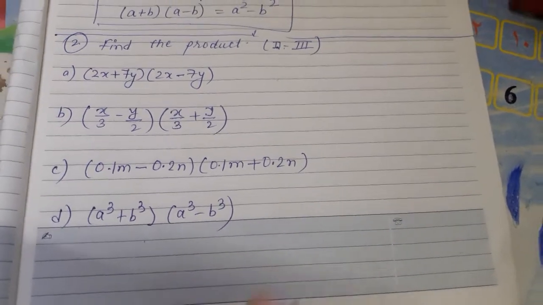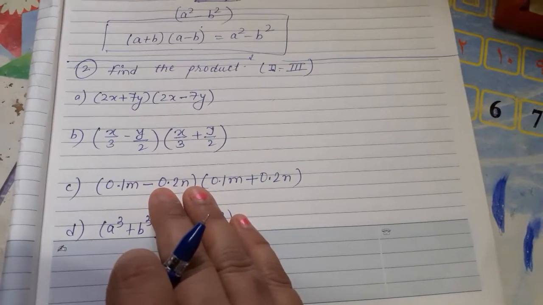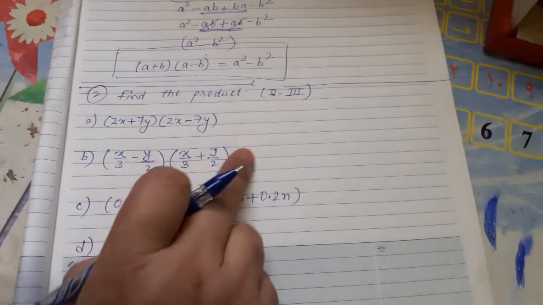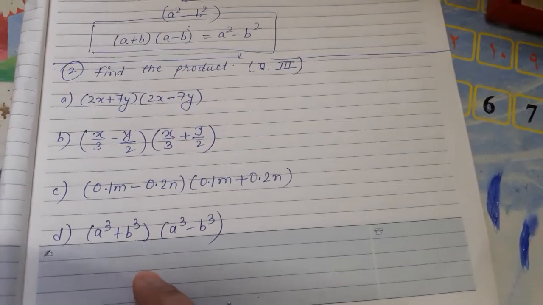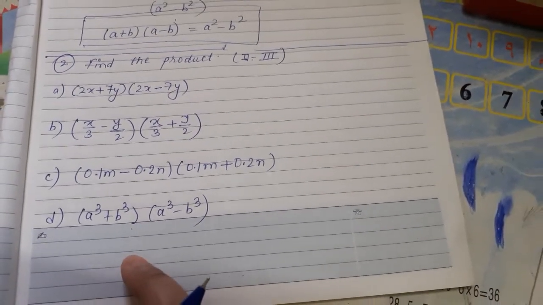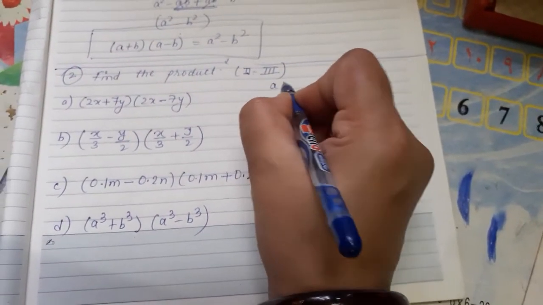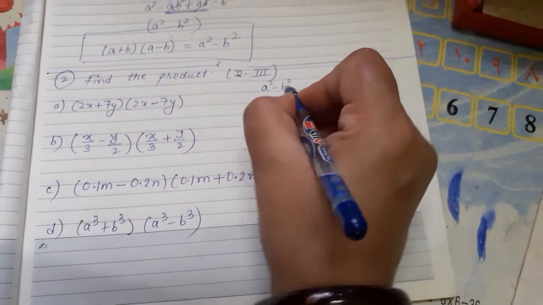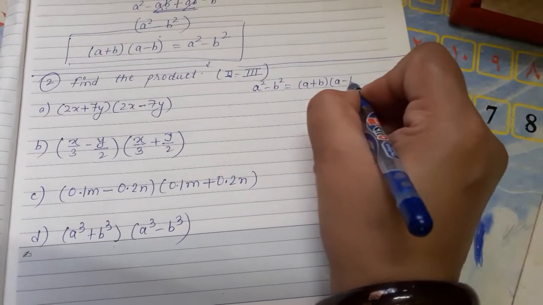Hello students, in this video we are going to use identity third to find out the product of these questions. You can see here I have written 4 questions, and here we are going to use third identity. And what is the third identity? A square minus b square is equal to a plus b into a minus b.